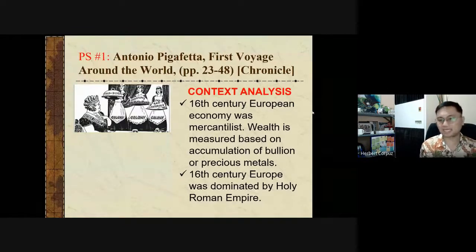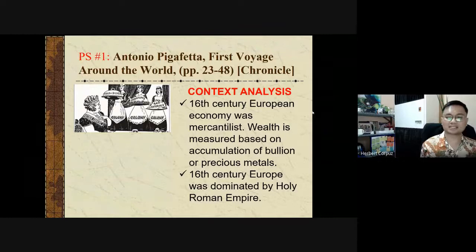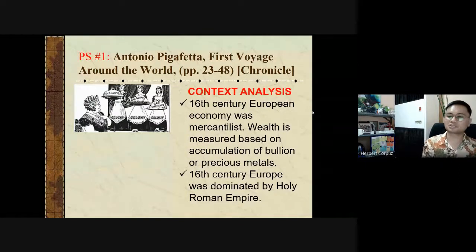the purpose of both Portugal and Spain then in looking for new lands, in exploring new places, is for them not just to look for resources, but also to propagate the Christian faith.